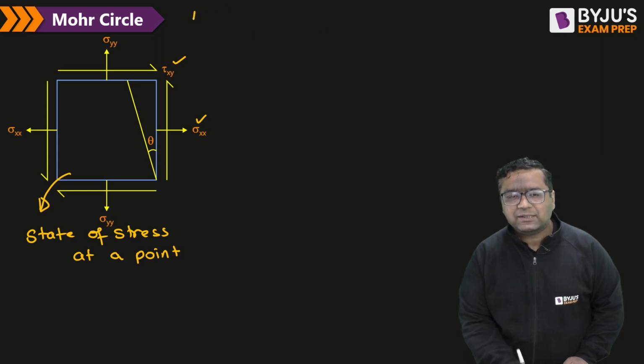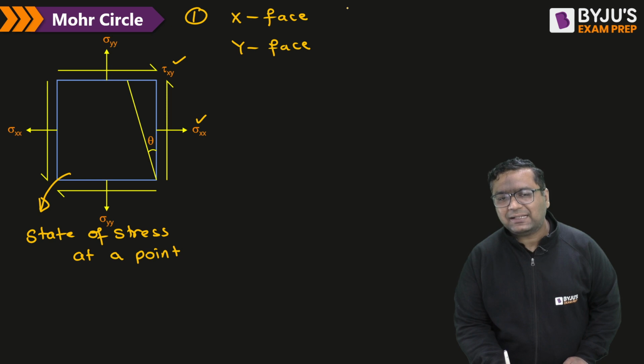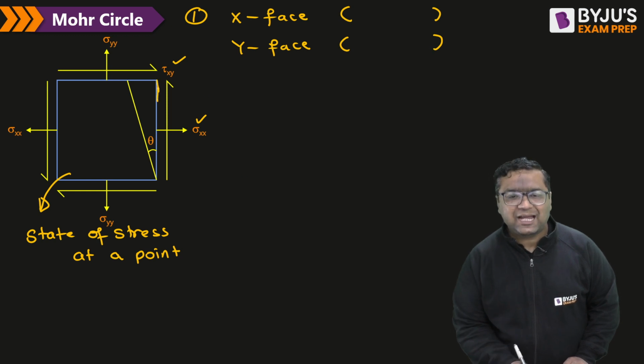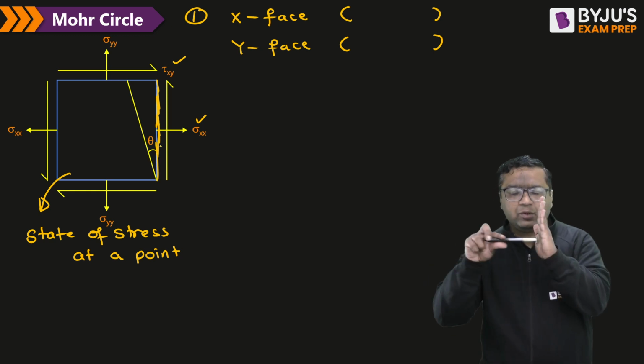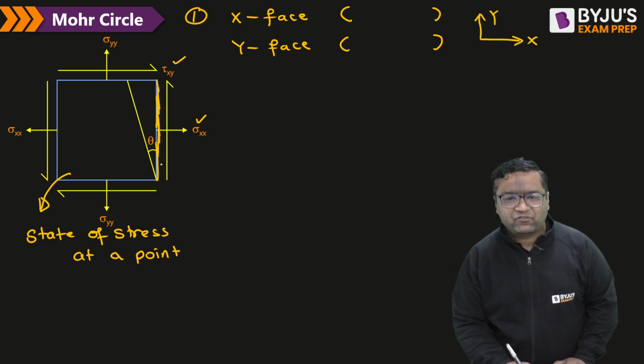For plotting the Mohr circle, the first step says write down the state of stress on the x phase and y phase in terms of the Mohr coordinate system. As per Mohr, the x-axis contains normal stress and the y-axis contains shear stress. What do we mean by x phase? The x phase is the plane perpendicular to the x-axis. If we take x in this direction and y in this direction, then this AB phase is the x phase.